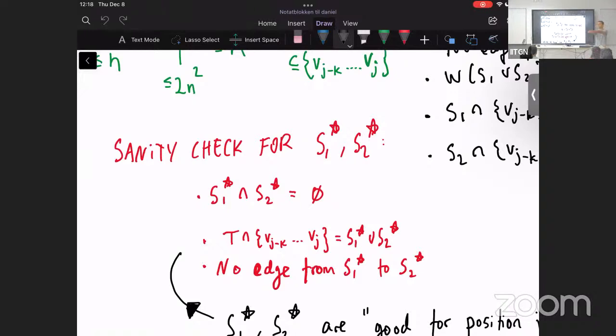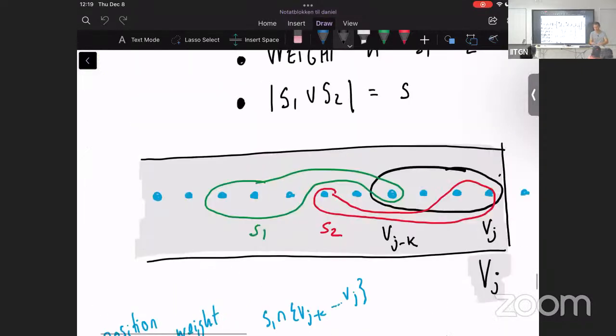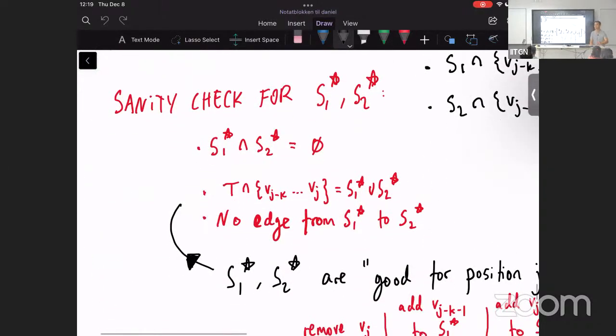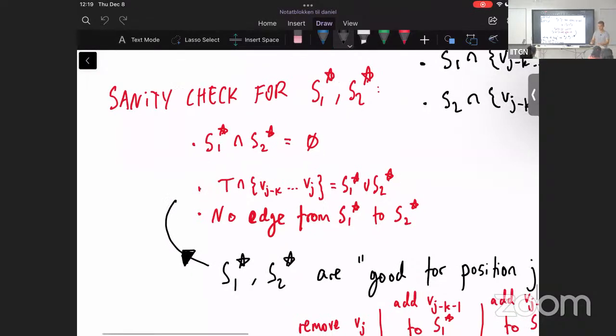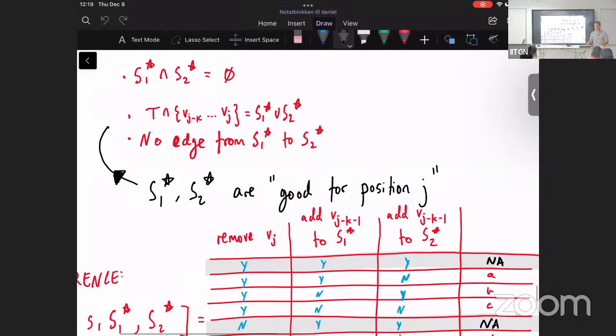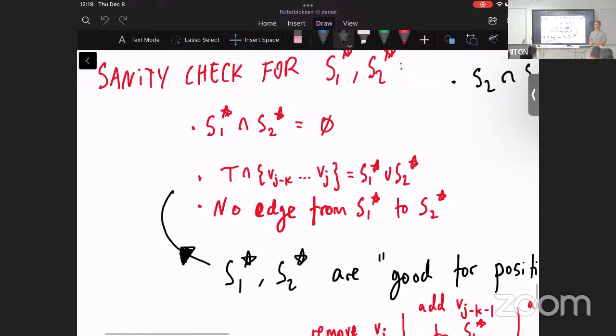First, they can't overlap, because if they overlap, then you cannot have S1 and S2 that are disjoint. There cannot be an edge from S1 star to S2 star, because otherwise there will be an edge from S1 to S2. And if any terminals appear in these k vertices in the middle, they better appear in S1 star union S2 star. So I'm going to say that the pair S1 star, S2 star is good for position j if they pass the sanity check.